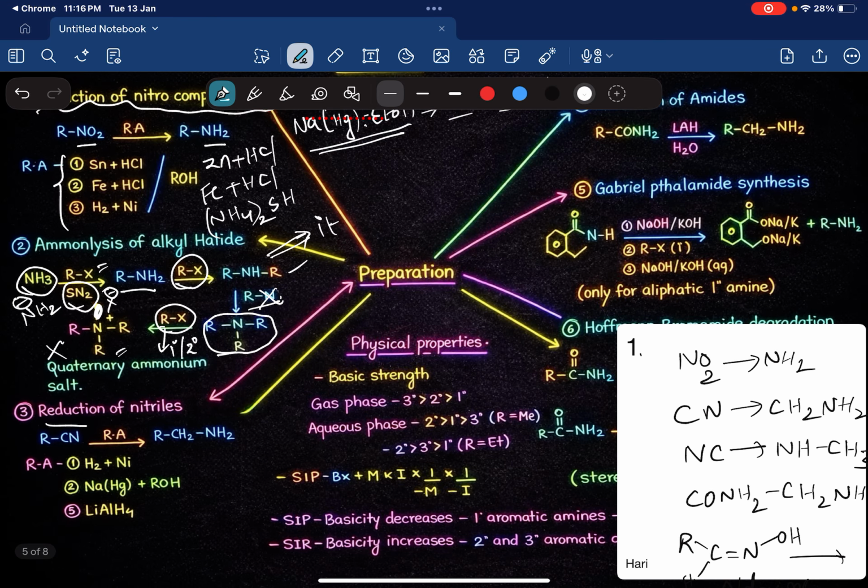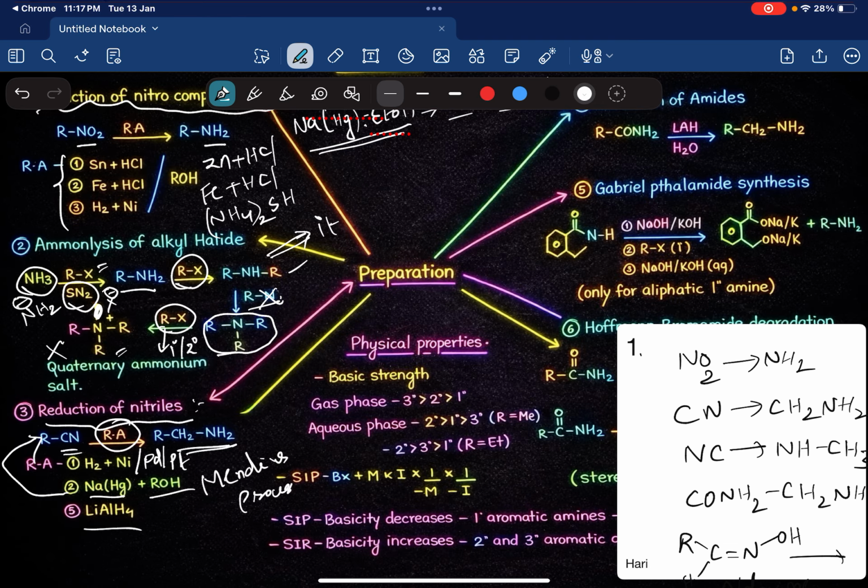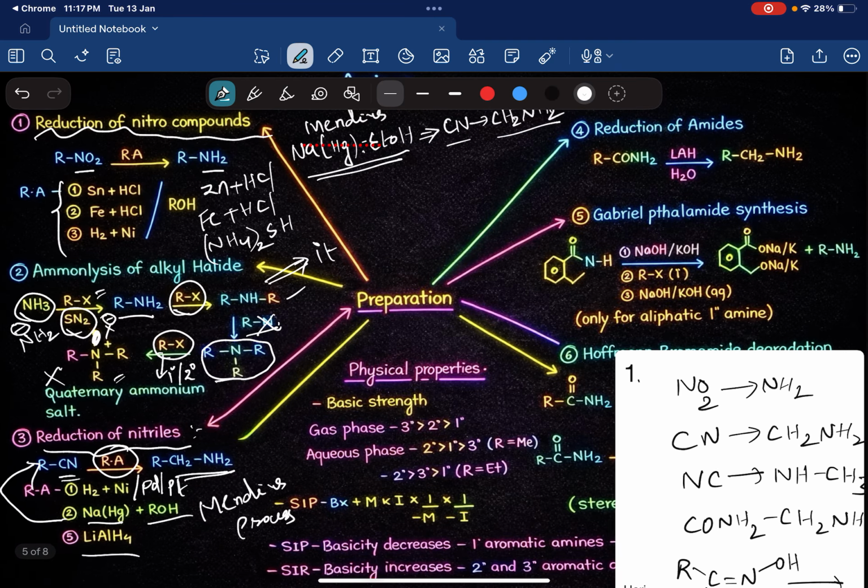Coming to the next one, reduction of nitriles, same as above. So CN is converted into CH2NH2. We use reducing agents: H2 with Ni, Pt or Pd, sodium amalgam with alcohol, and LiAlH4, lithium aluminum hydride. These are strong reducing agents. For this conversion, if we use sodium amalgam with alcohol, not the other reagents, then we call it the Mendius process. Coming to the next one.